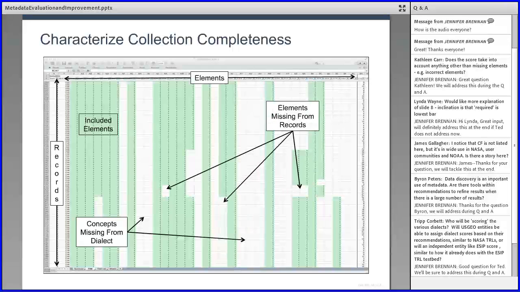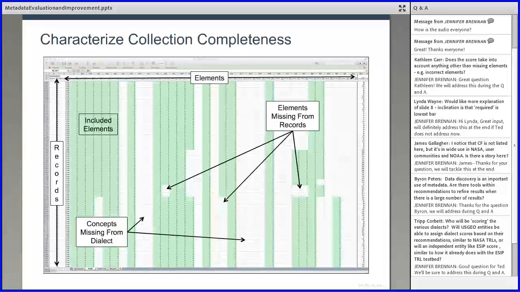And then there are also these little blocks of white. Here's one, here's the top of one, here's one. What these actually are, are groups of records. Remember, records are on the rows. They're groups of records that are missing some concept. So whatever concept this is, it's missing from five or six records, and whatever concepts these are, they're missing from five or six records over here.